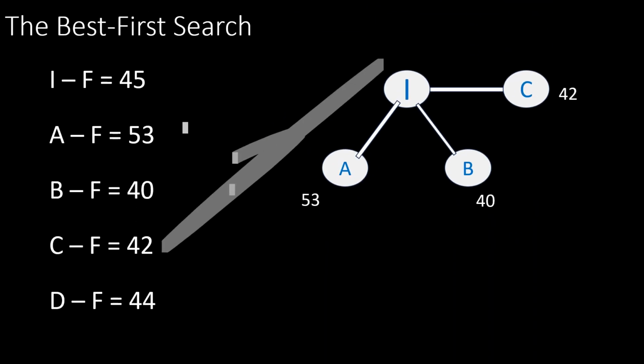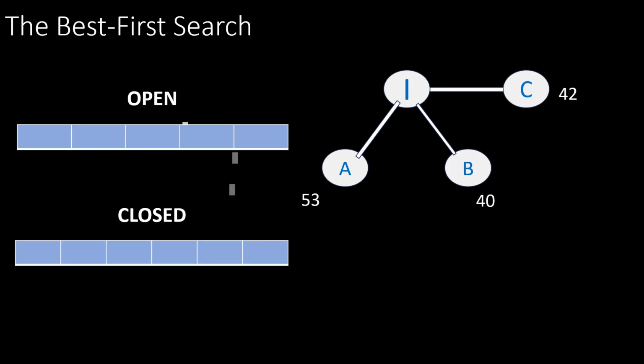We start the traversal from the initial node I. We have three options from initial node I, which are A, B, and C respectively. From A to the final node F, the heuristic value is 53. From B to F, it is 40, and C to F, it is 42. It is given. Now, next we need to choose which node we are going to next.